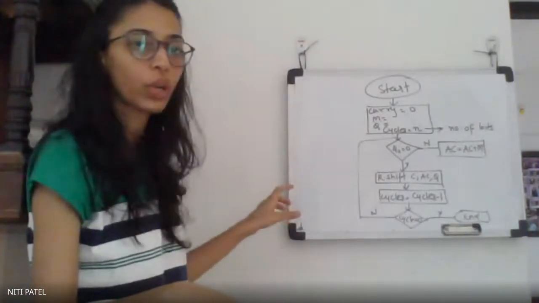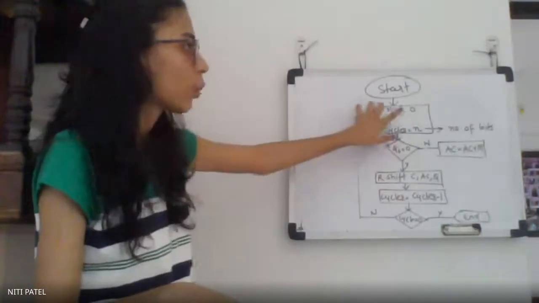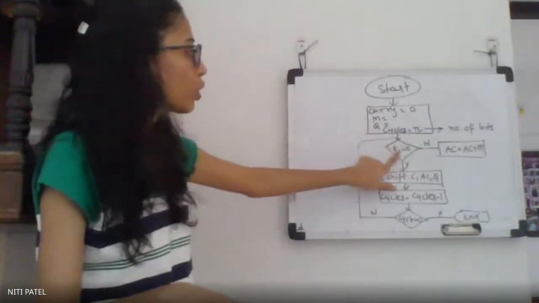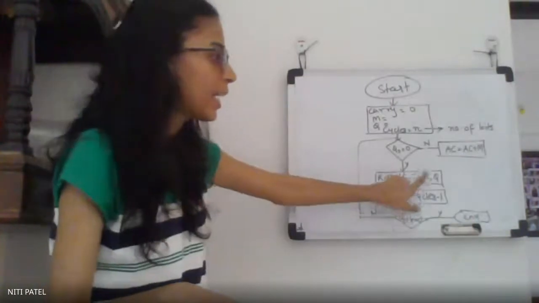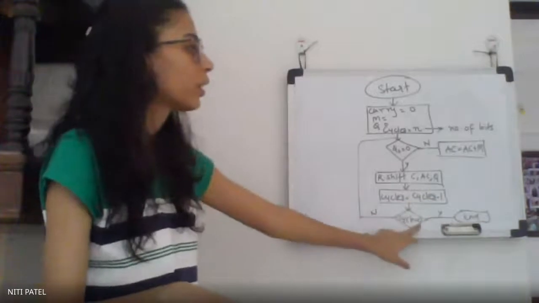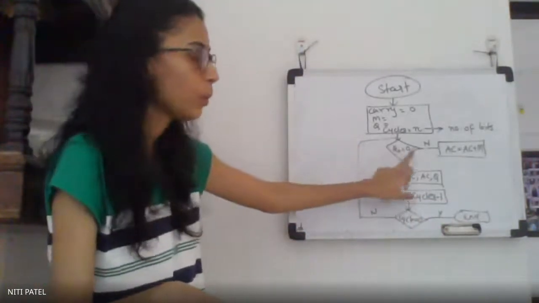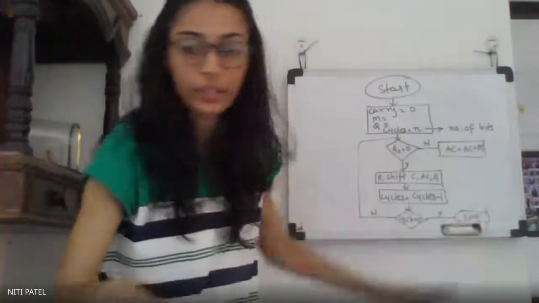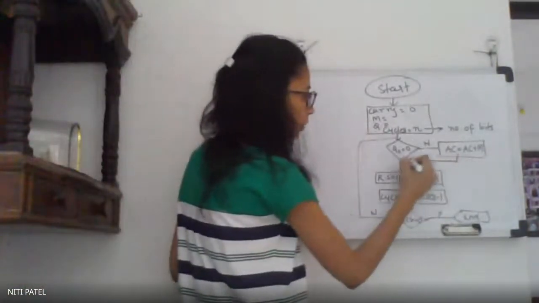I am reading, for those who cannot see. Start, carry is equal to 0. M is equal to, Q is equal to, cycles is equal to N. Q0 is equal to 0. If yes, right shift carry, AC and Q. Cycles is equal to cycle minus 1. Cycle equal to 0. If yes, end. If no, go back to Q0 equal to 0. And if Q0 is not 0, do AC is equal to AC plus M. And then come back here.